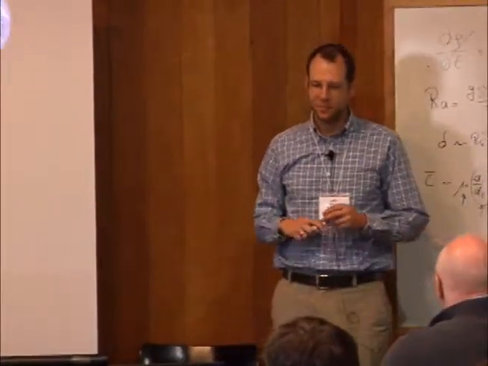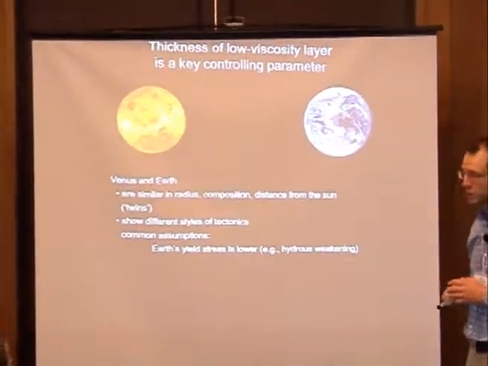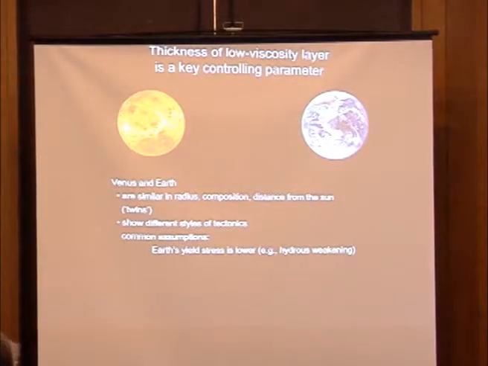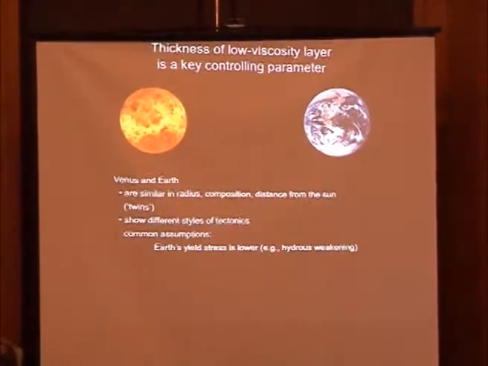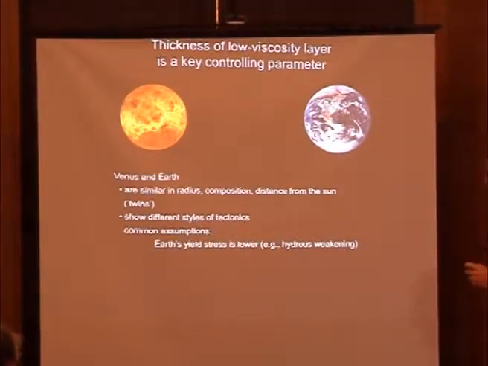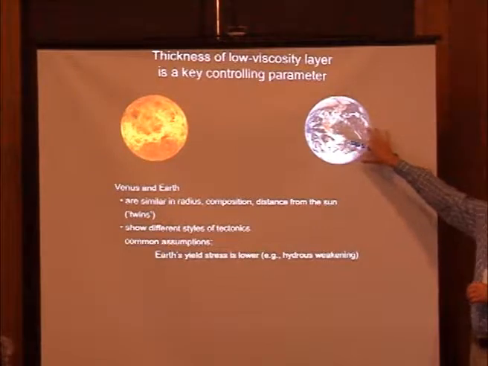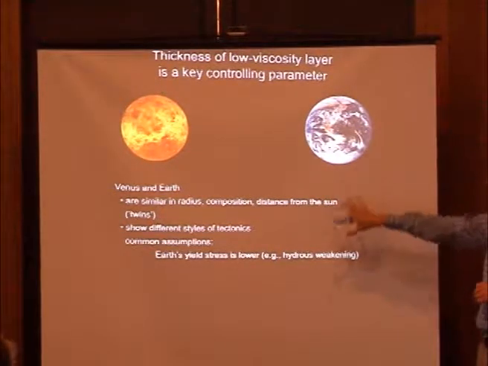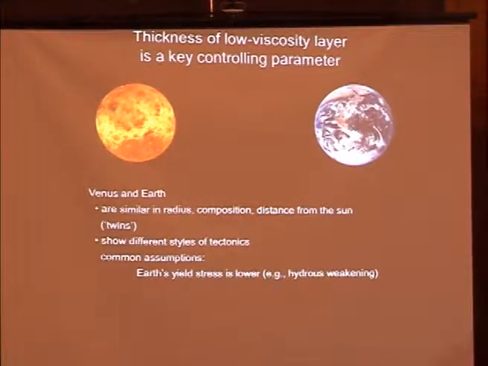Another question? OK. So Venus and Earth are usually referred to as twin planets. They're very similar in radius, composition, distance from the sun. And yet they show these two different styles of tectonics. And the common assumption in the community has been that that's probably due to the fact that Earth's yield stress is somewhat lower than the one on Venus. And it might be due to the hydrous weakening effect of water. We have surface water on Earth. We don't have surface water on Venus.